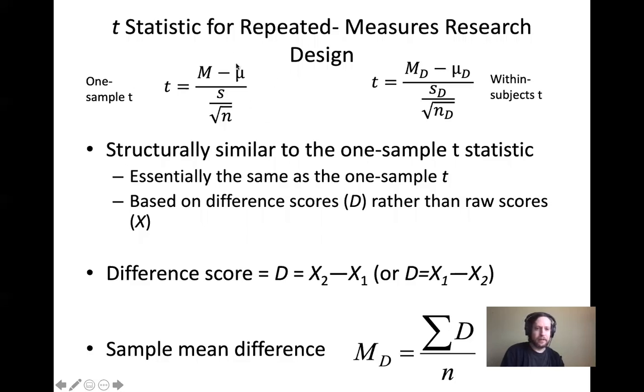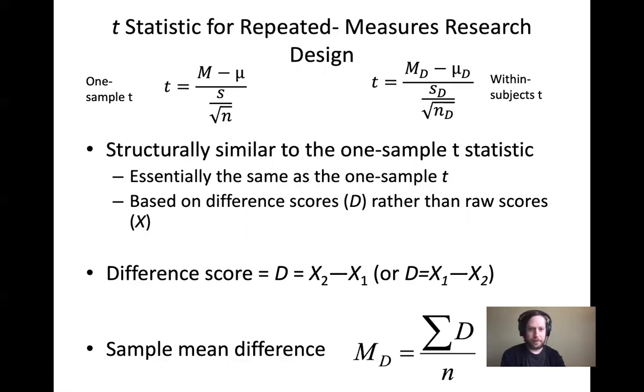Okay, so here is the one sample t equation right here. And then here's the repeated measures t equation right here. So this is what we just dealt with. Like last week when we were doing one sample t, this is what we are using. This week when we're calculating repeated measures t, this is what we're going to be using. And structurally, these two t equations are basically virtually identical.